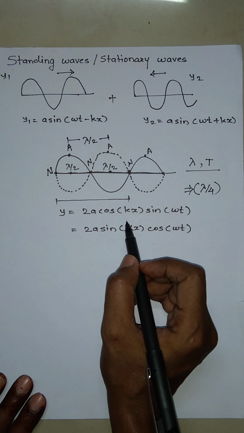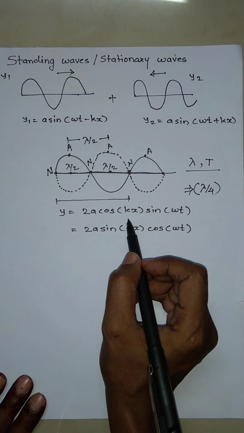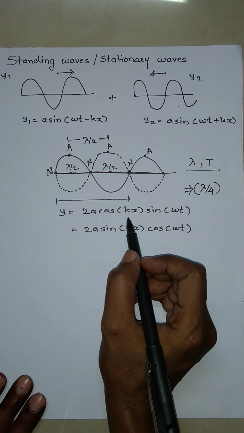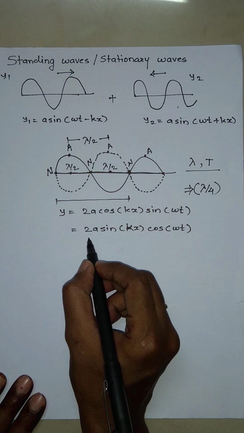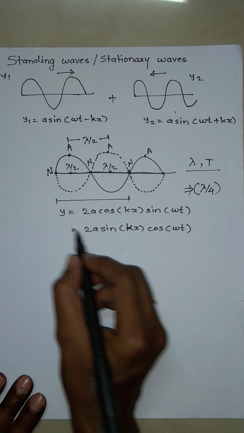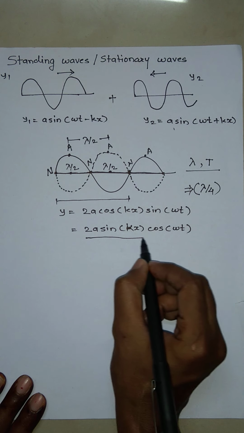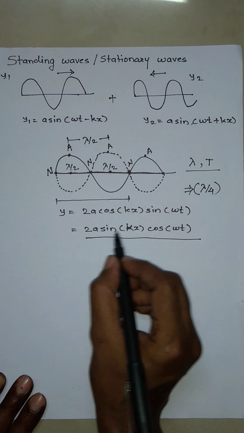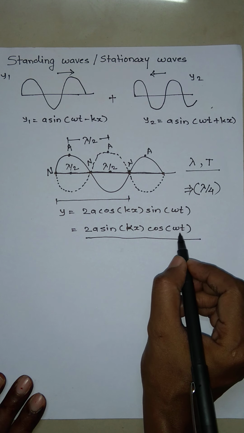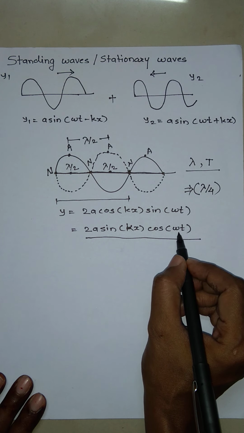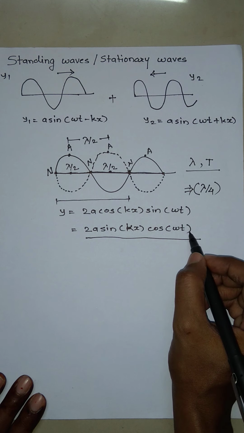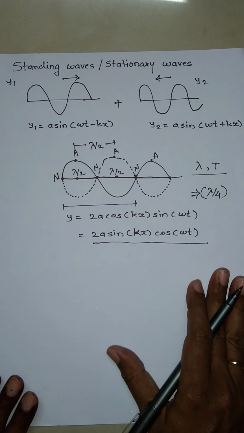Sometimes if you do a Google search for standing wave, you will find that an equation for a standing wave is also written as 2a sin kx cos omega t. So this is different, this is different. So what is the difference?